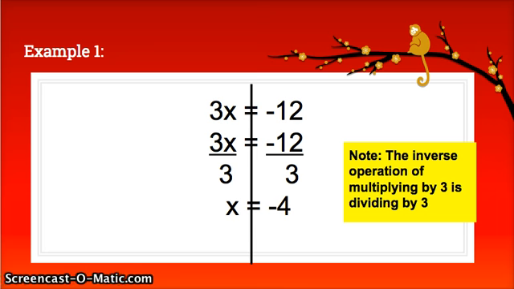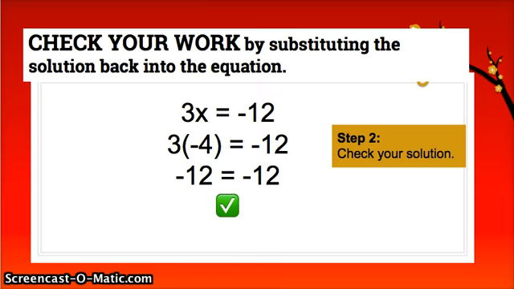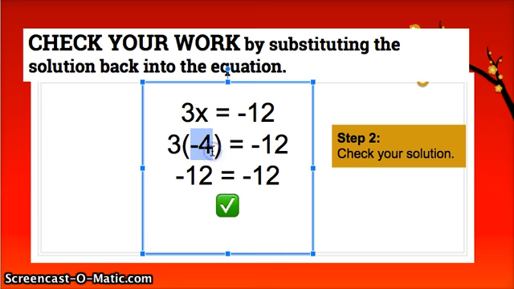Now, how do I know I got that right? Well, if this is my one solution to my equation, then I should be able to substitute it back in here and show that when x is negative 4, the left side balances the right side, that they have the same value. So let's see. Here's my original equation: 3 times x equals negative 12. I replace x with the solution I came up with, which was negative 4.